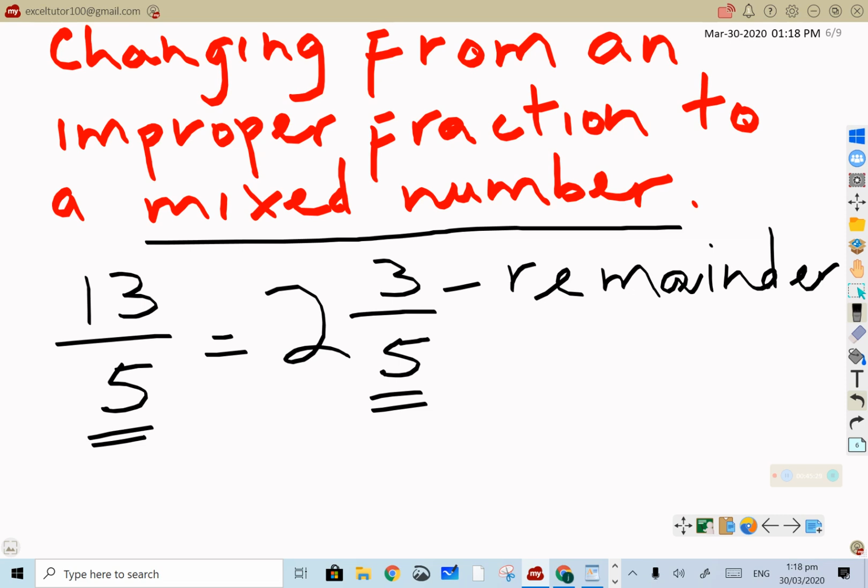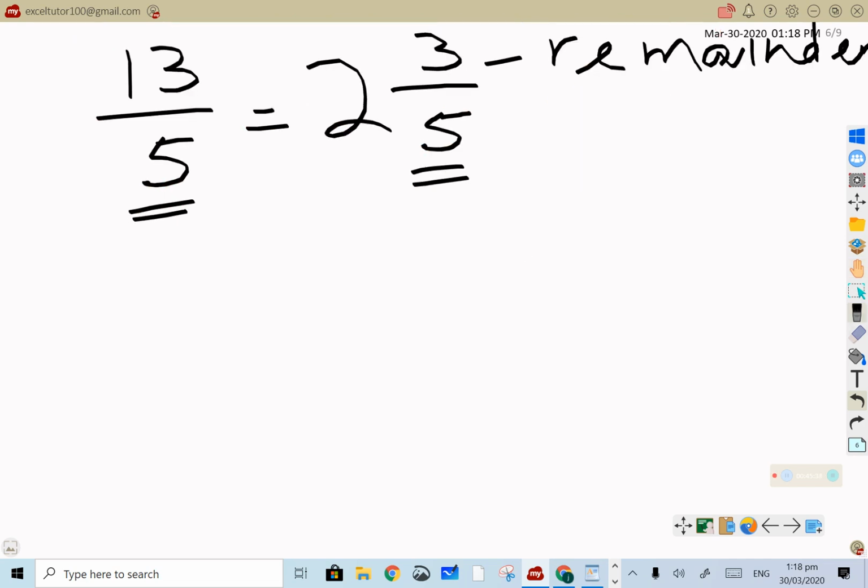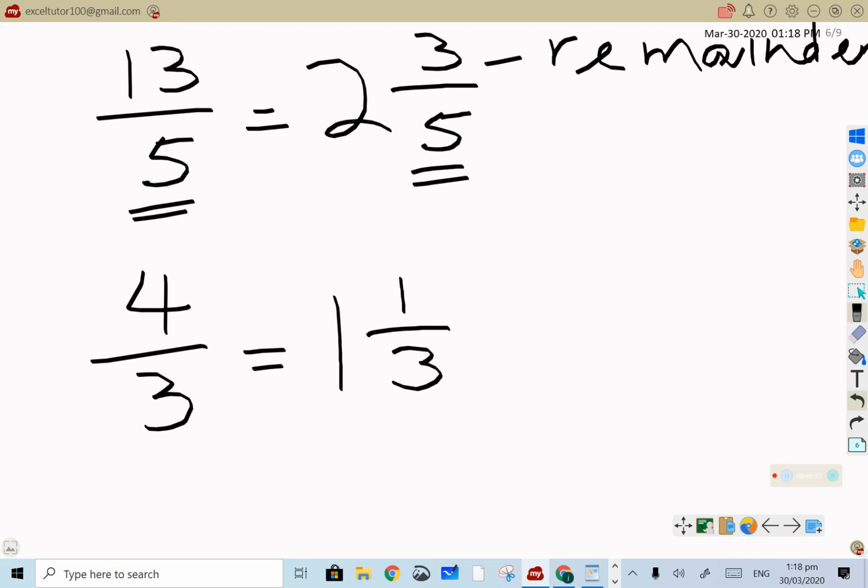Okay, again, we're going to go to our next example. So we're going to look at a simpler one. So we have 4 over 3. How many times can 3 go into 4? 1 time. And what would be our remainder? 1 over, we put that over 3, creating a mixed number.